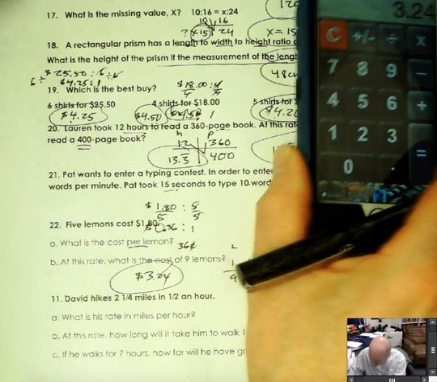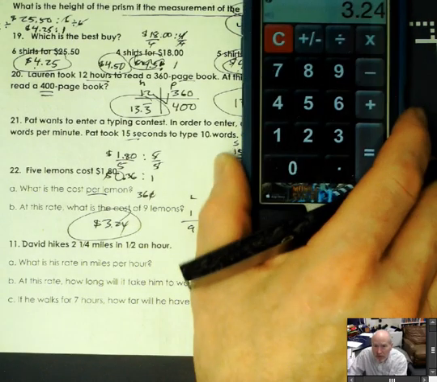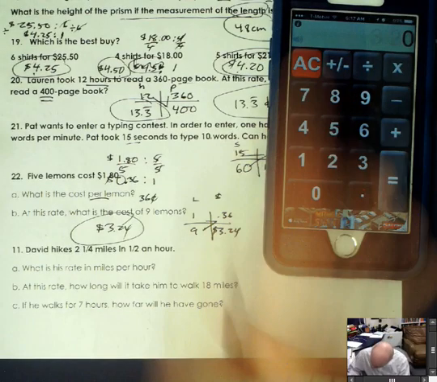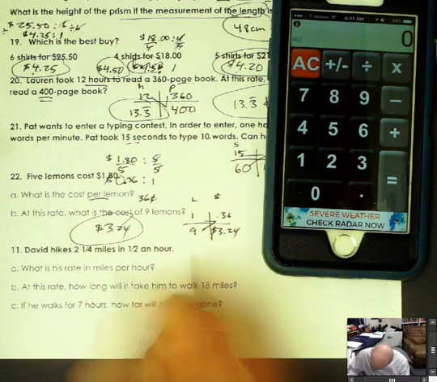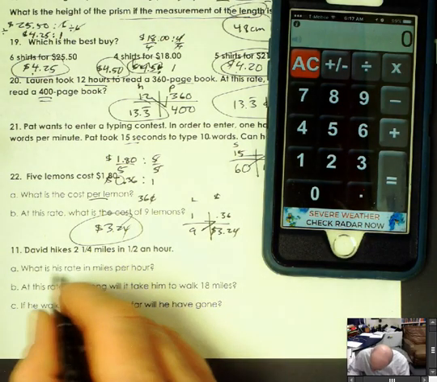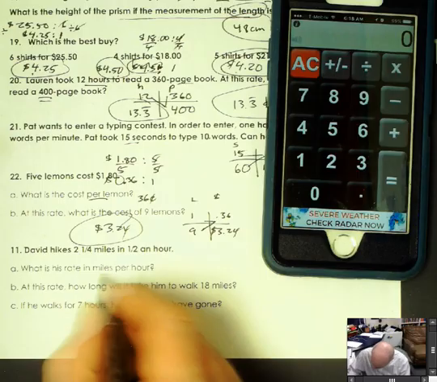David Hikes. This one's kind of tricky. I like this one. All right, clear this out. Okay, so David hikes 2¼ miles in a half an hour. What is his rate in miles per hour? So we want a unit rate basically.